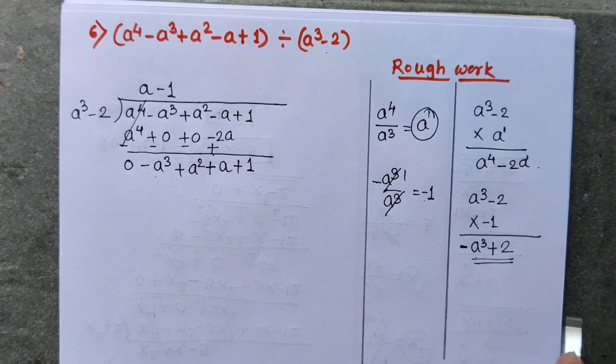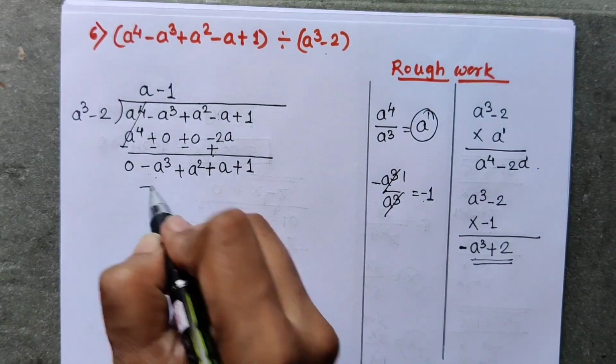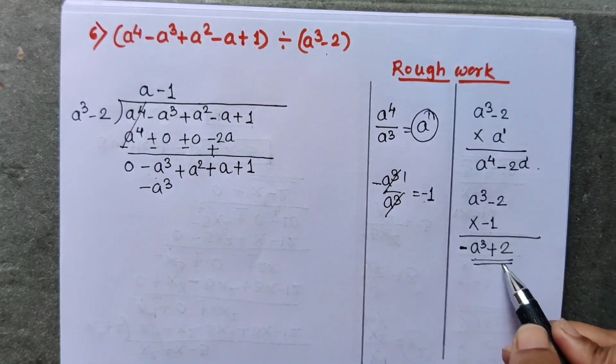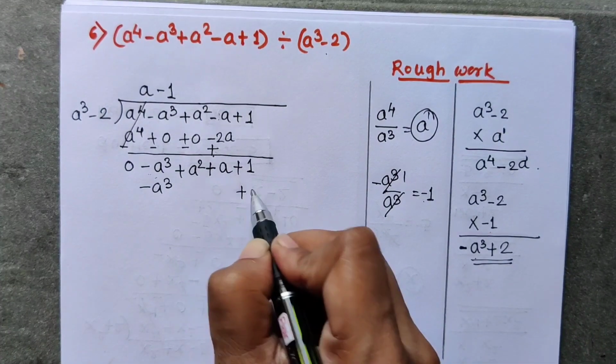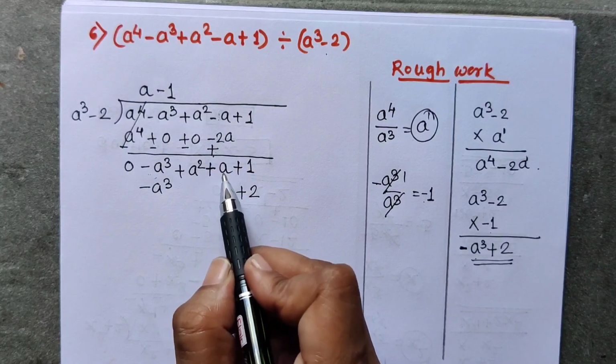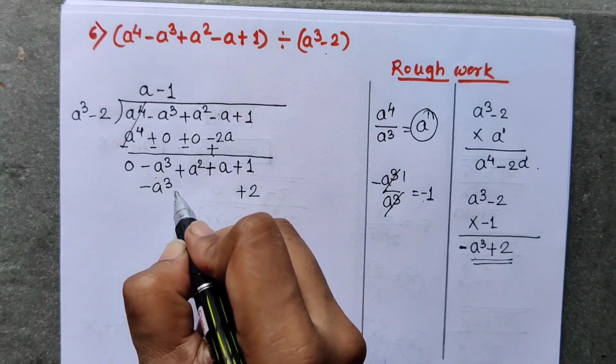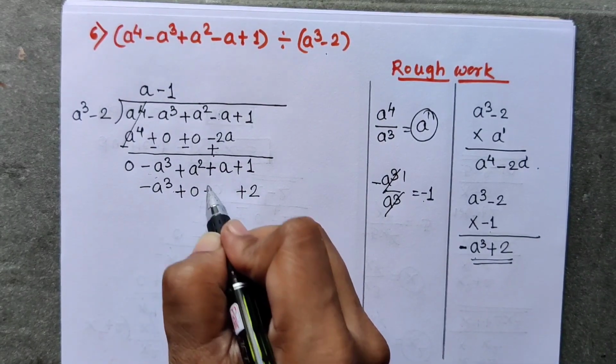So write carefully again. Minus a cube, I write below minus a cube. Then only the constant term. So only the constant term should be written below the constant term. We have not got a square and a term here. So I will be writing 0 below these terms.